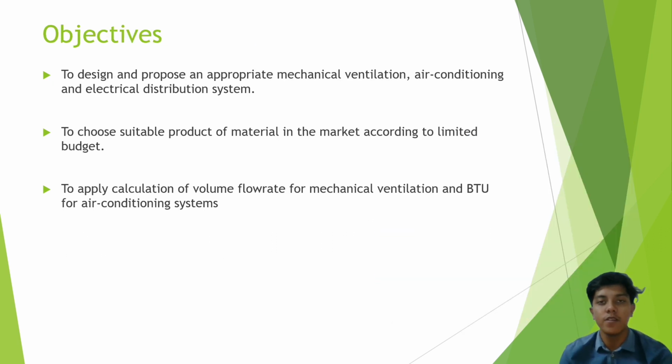Next, the objectives. There are several objectives in this project. First, to design and propose an appropriate mechanical ventilation, air conditioning and electrical distribution system. Second, to choose suitable products and materials in the market according to the limited budget. And the last one, to apply calculation of volume flow rate for mechanical ventilation and BTU for the air conditioning system. So that's all from me.